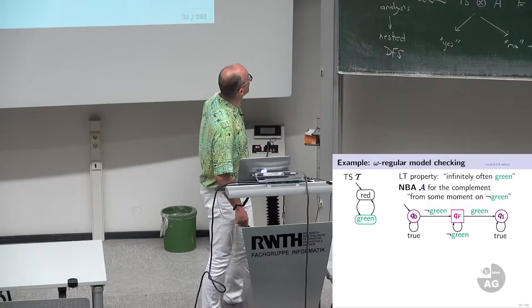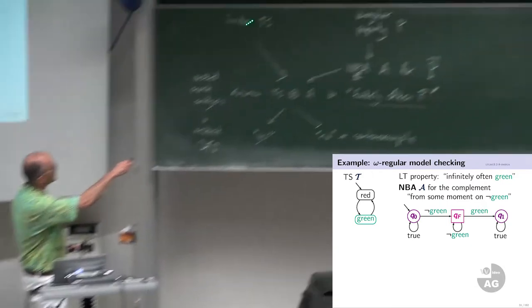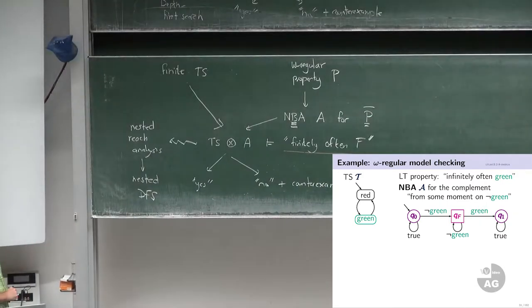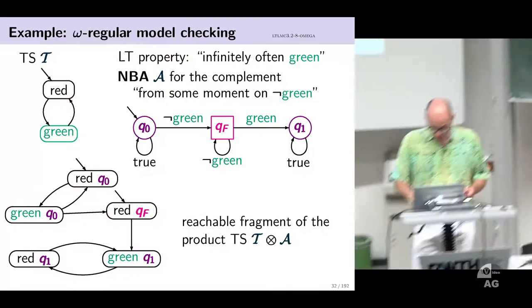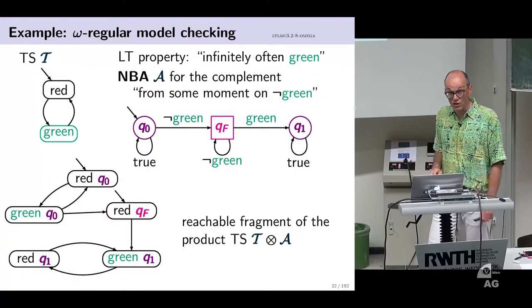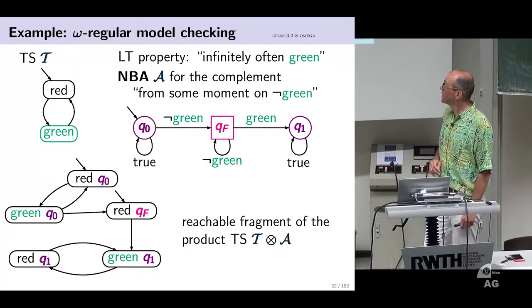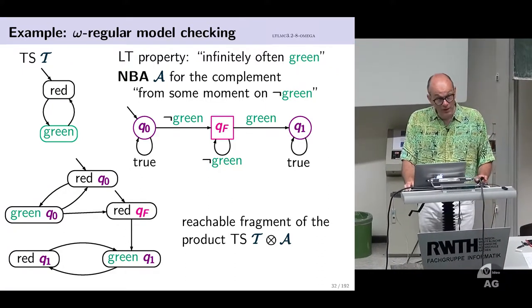Good, so now what we have is my finite transition system, and I have the NBA for the complement. Now we're going to construct the product. Good. This works as follows. My claim is that this is the reachable fragment of the product. Let me try to explain a bit, where do we start?